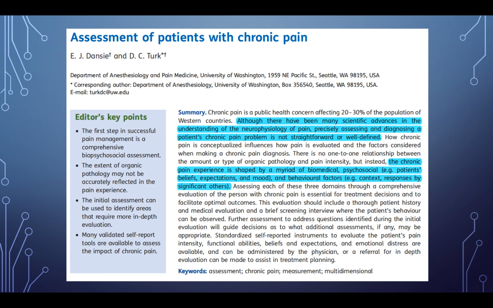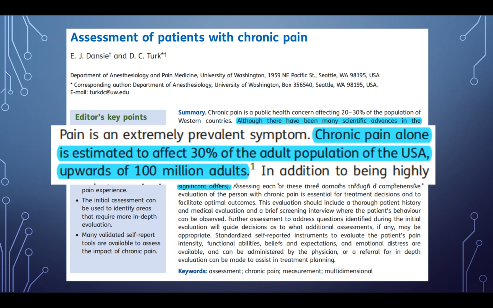Although there have been many scientific advances in the understanding of the neurophysiology of pain, precisely assessing and diagnosing a patient's chronic pain problem is not straightforward or well defined. There is no one-to-one relationship between the amount or type of organic pathology and pain intensity, but instead, the chronic pain experience is shaped by a myriad of biomedical and psychosocial factors, so the patient's beliefs, expectations, their mood, and behavioral factors such as the context, responses by significant others, etc.